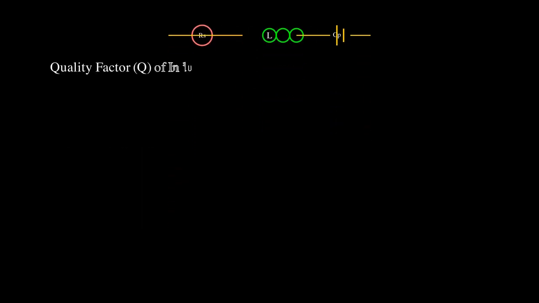The quality factor, or Q, is a crucial parameter for RF inductors. It's defined as the ratio of energy stored to energy dissipated per cycle. Mathematically, Q equals omega L divided by Rs. Higher Q means lower losses and sharper resonance in tuned circuits.